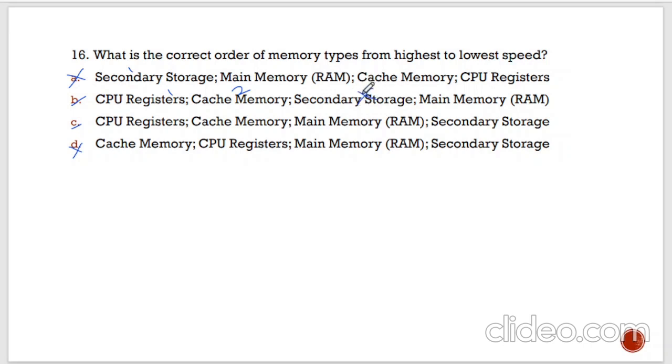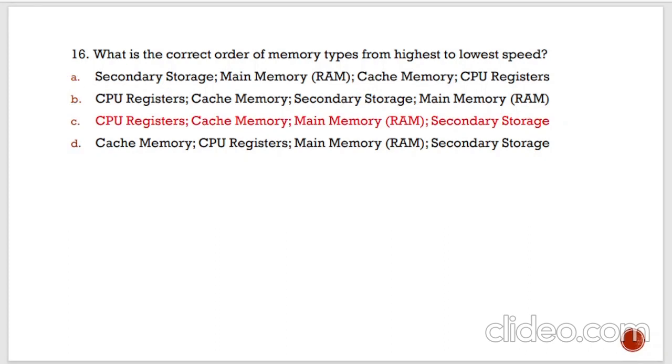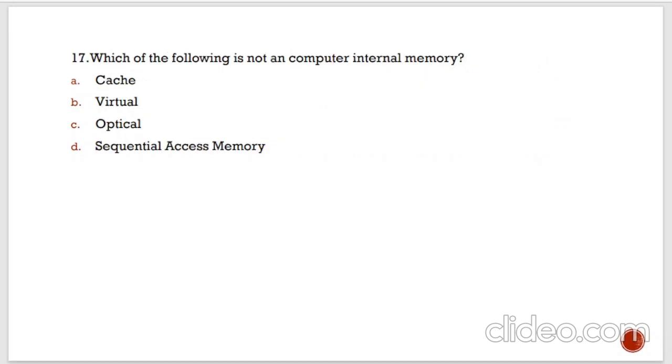So we can eliminate this option also, main memory and then secondary storage. So option C is correct regarding the highest to lowest speed access in the memory devices, that is CPU registers and then cache and then main memory and then secondary storage device.